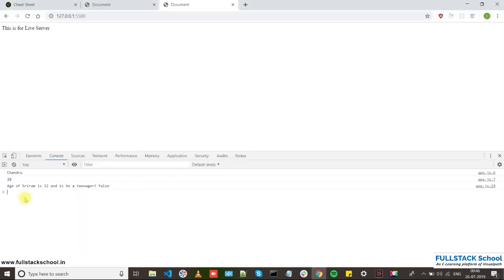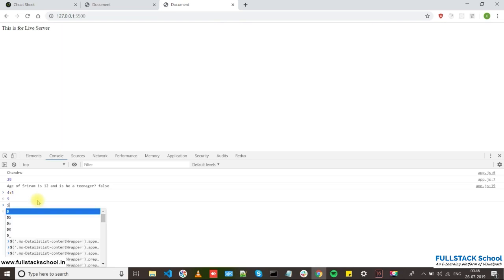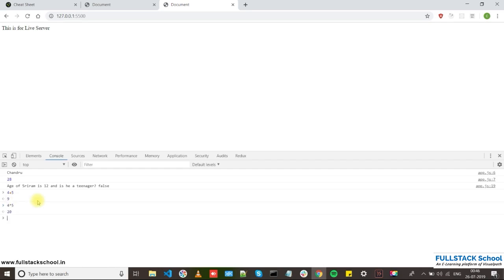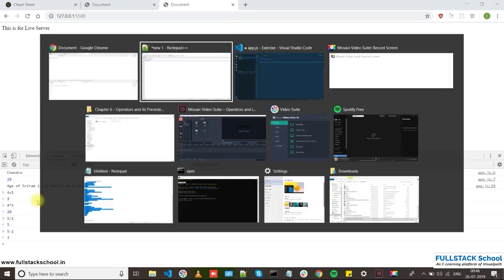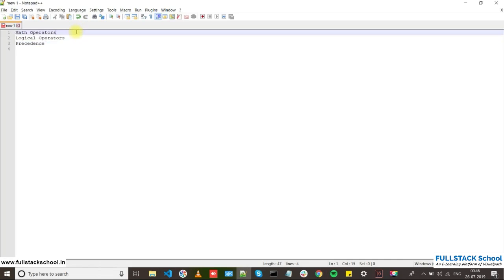I can directly go here and say 4 plus 5 gives me 9, 4 star 5 gives me 20, 5 divided by 1 gives me 5, and 5 minus 2 gives me 3. So the math operators work as usual in JavaScript, which are plus, minus, star, and slash.